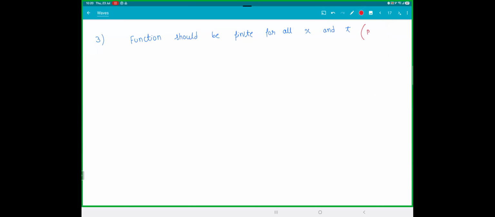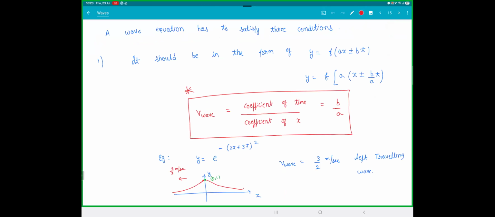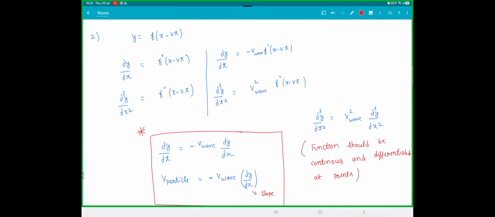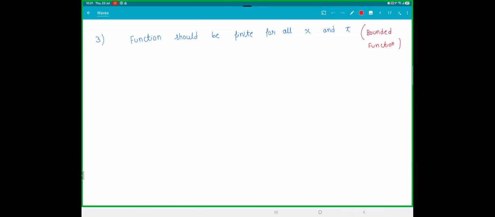So this is a bounded function. There. So these are the three things you need to satisfy. It should be in the form of f of x plus or minus bt, ax plus minus bt. It should satisfy the double differential. Generally, if you satisfy the first one, second gets satisfied. Third thing, the function should be finite and continuous for all x and t.